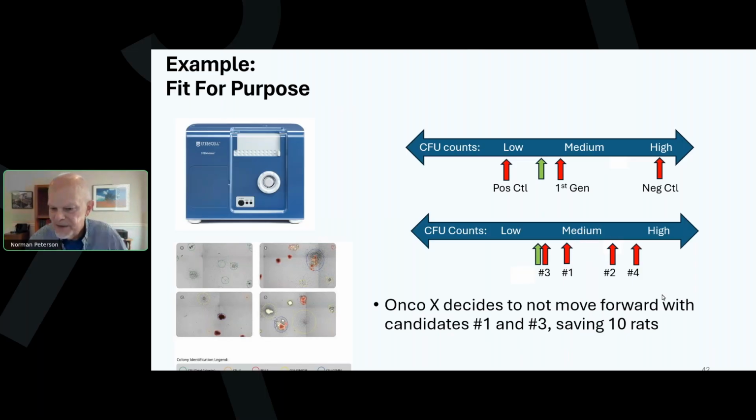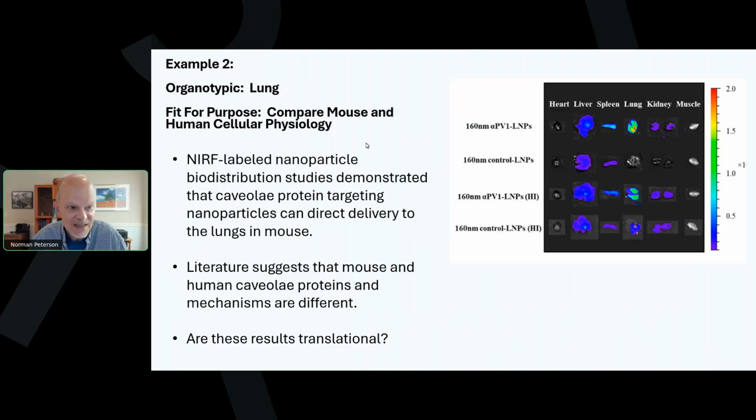But look out here, we've got number 2 and 4. They're much better than our first generation, and they don't kill the cells that much. So what the company then decides is, well, 1 and 3 in this in vitro assay look like they're pretty bad players, and we're going to use this bone marrow assay to predict it. And we're only going to take compounds 2 and 4 together. We've actually saved 10 rats that we need to drive forward. So it's a reduction. We've used the MPS in a reduction.